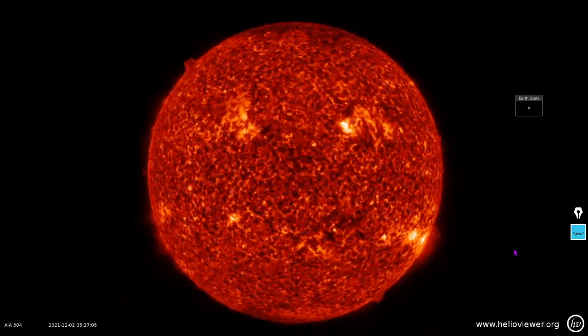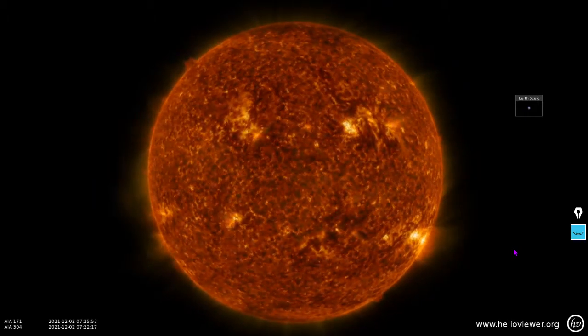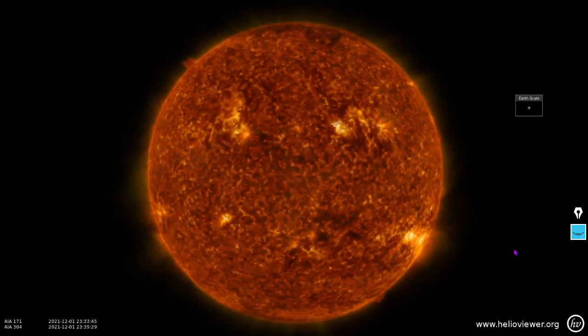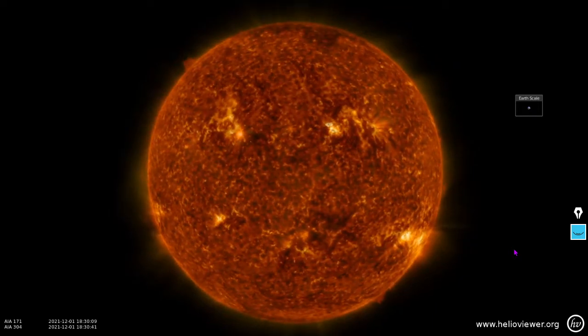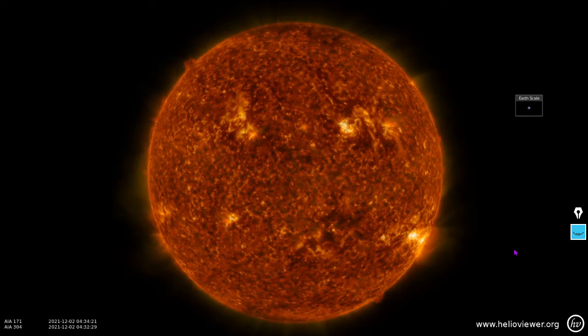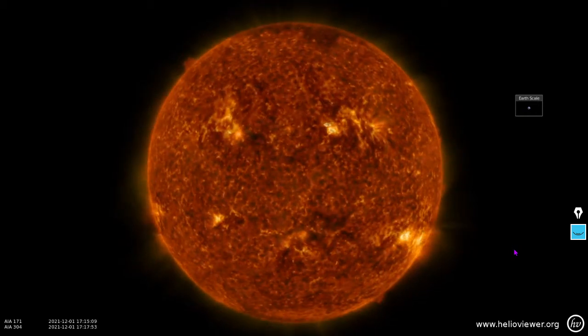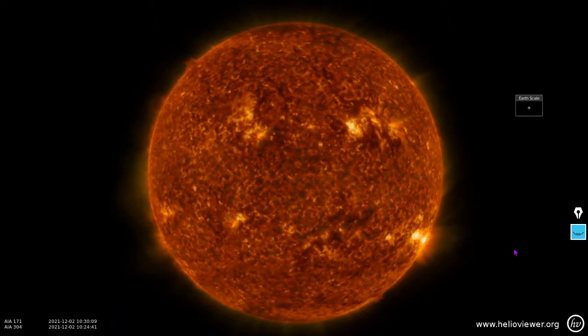If we add ionized iron to it, we see different portions of the closest star. The lower corona is highly visible in 171 angstroms, which is the layer we've added, that ionized iron showing up there, along with the ionized helium.